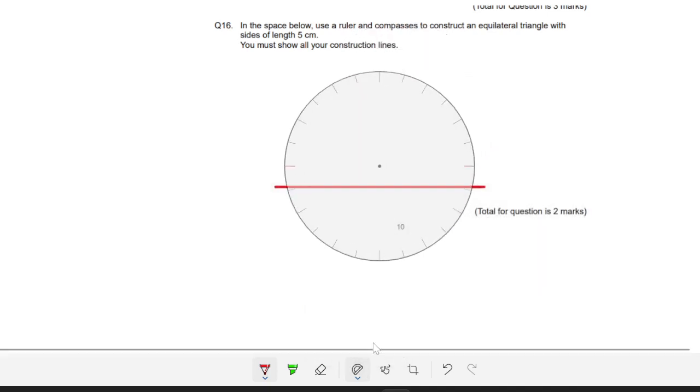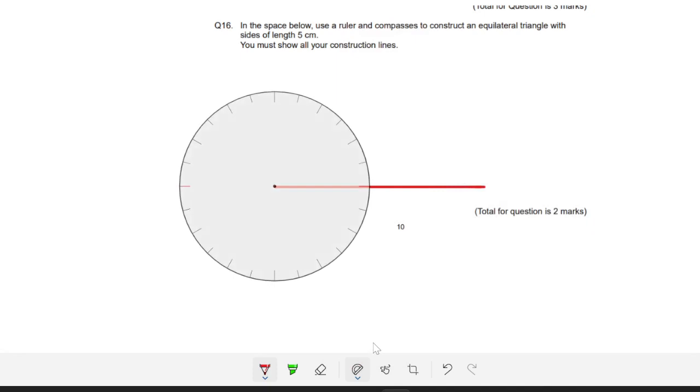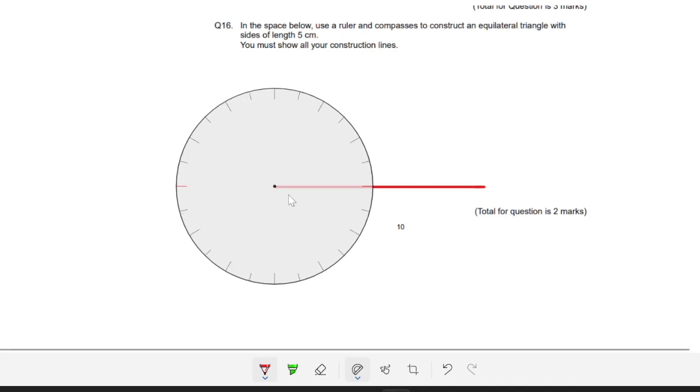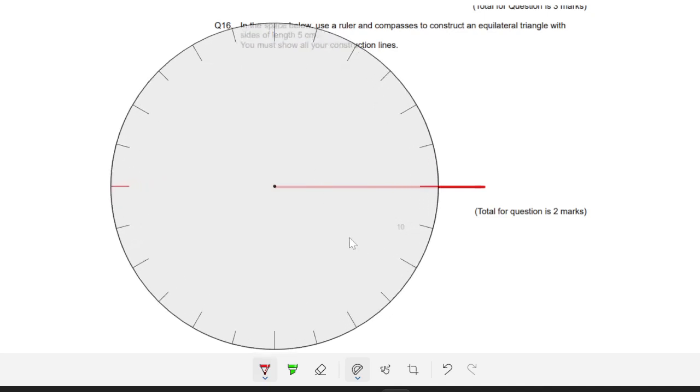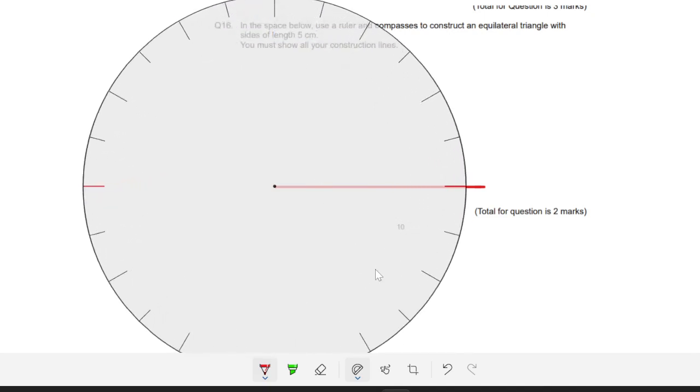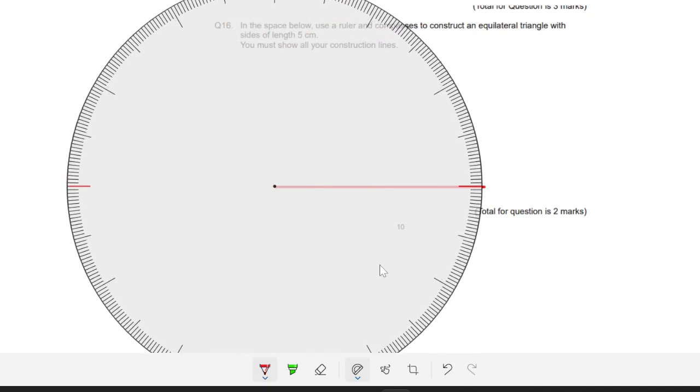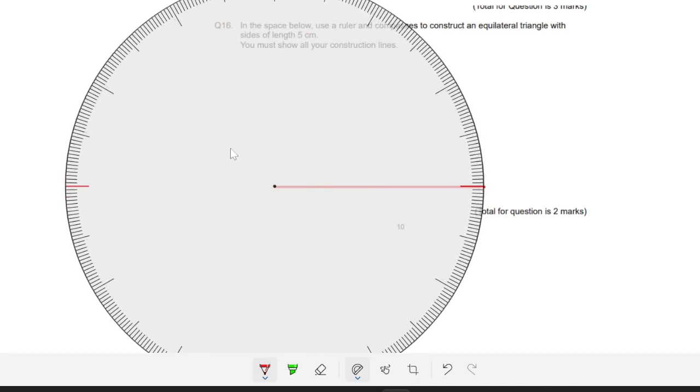So to represent my compass, I'm using a protractor. But you can imagine the center of the protractor is where the point of your compass would go, and then the outside is where the pencil would go. So I need to open my compass arms wide enough so that my pencil is at the end of the line. So there. So now I've got my point of my compass at the one end of the line and my pencil at the other end of the line.